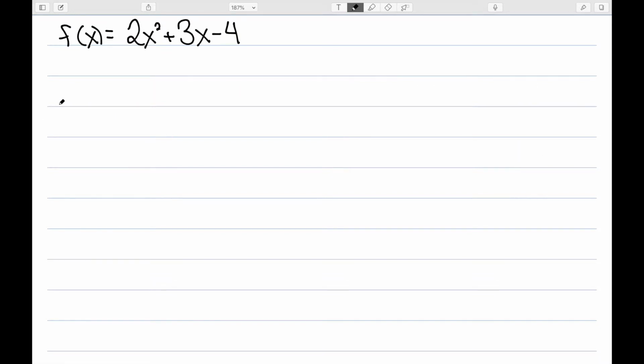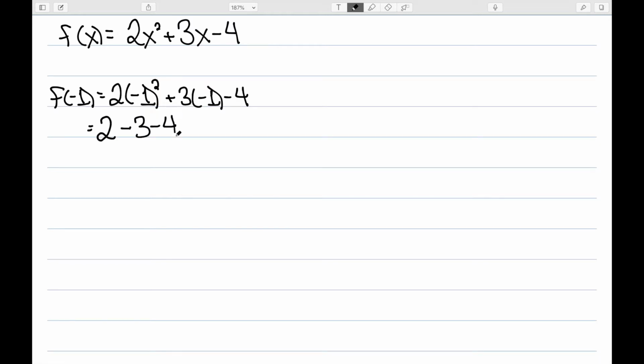Now let's look at f of x equal to 2x squared plus 3x minus 4. This time I want to start with f of minus 1. So I'm going to change all of the x's to minus 1. That's 2 times negative 1 squared plus 3 times negative 1 minus 4. So that'd be 2 minus 3 minus 4, which is negative 5.